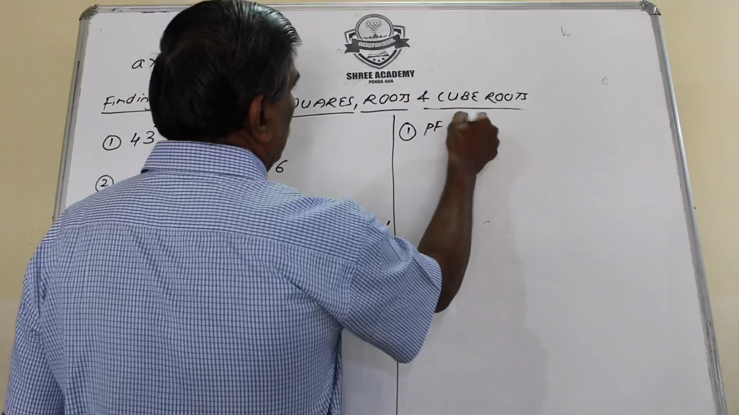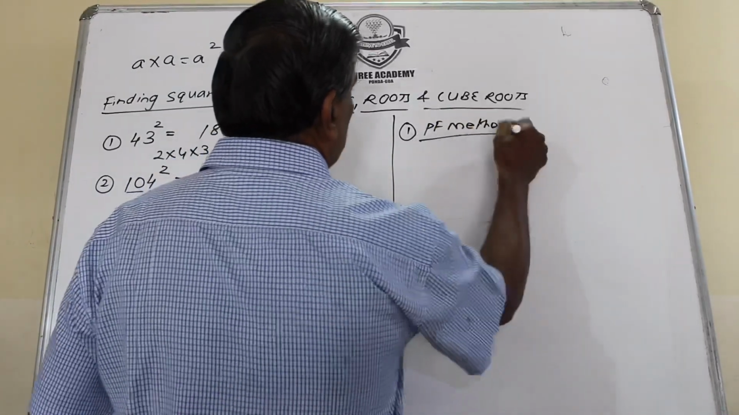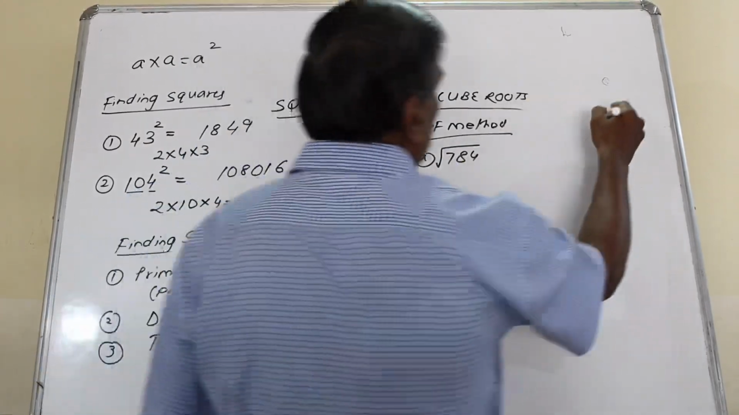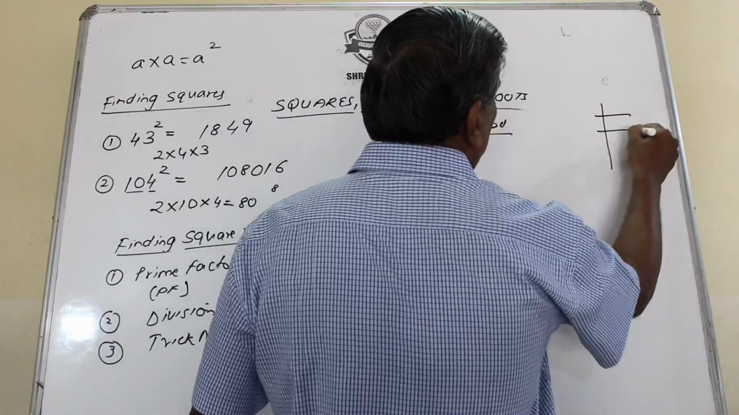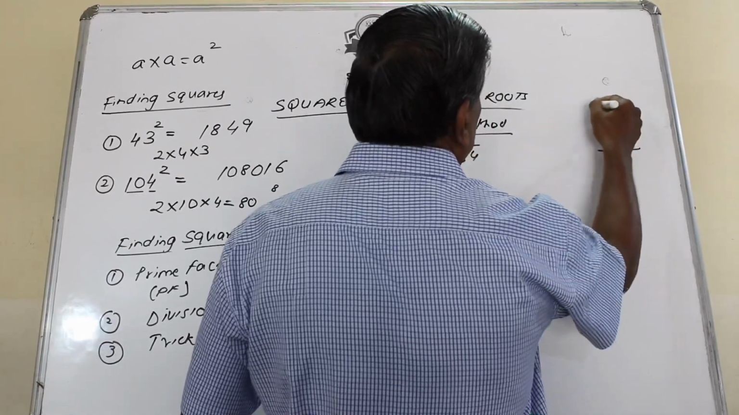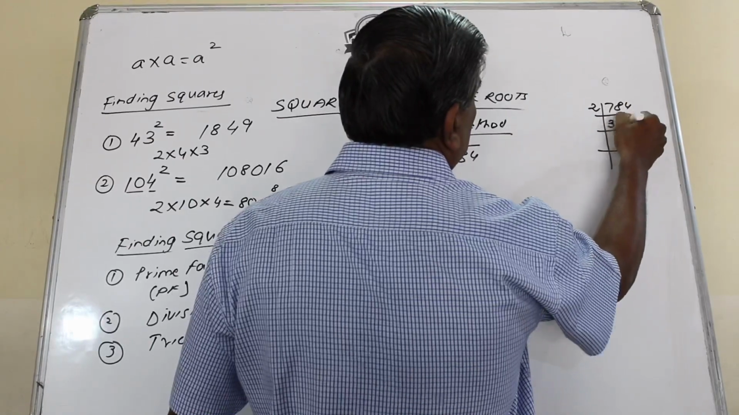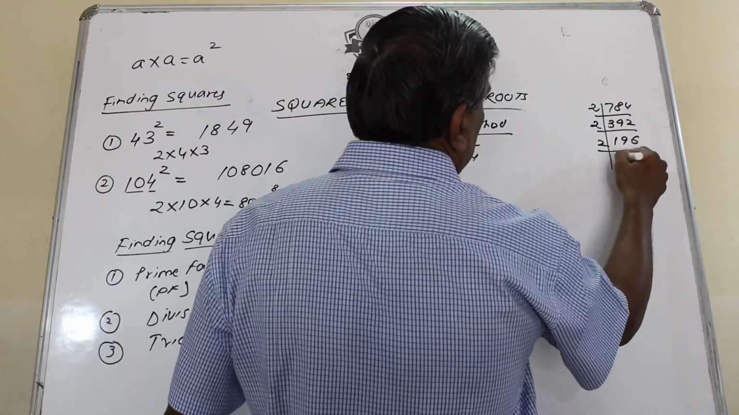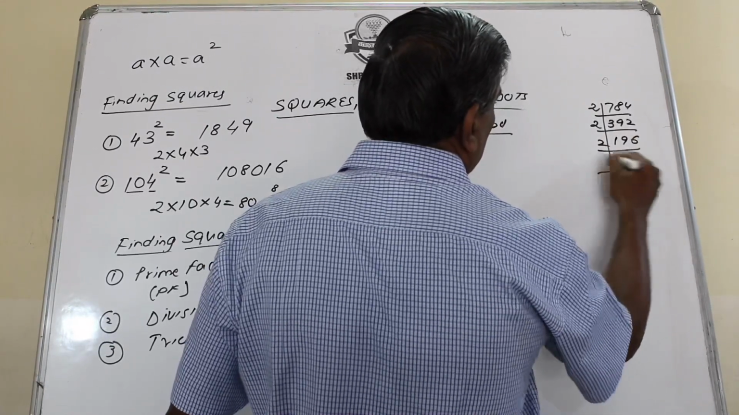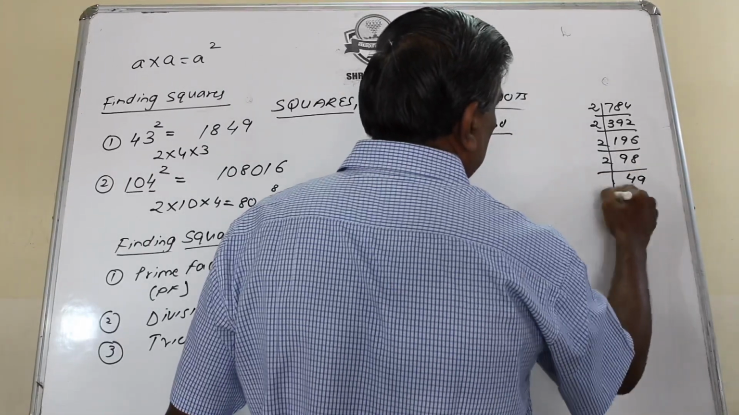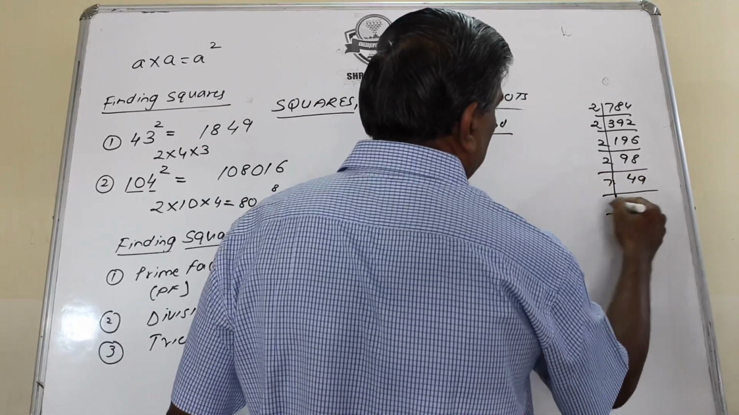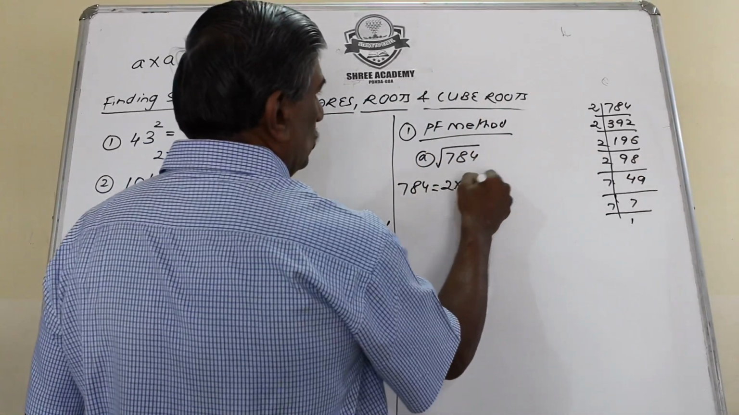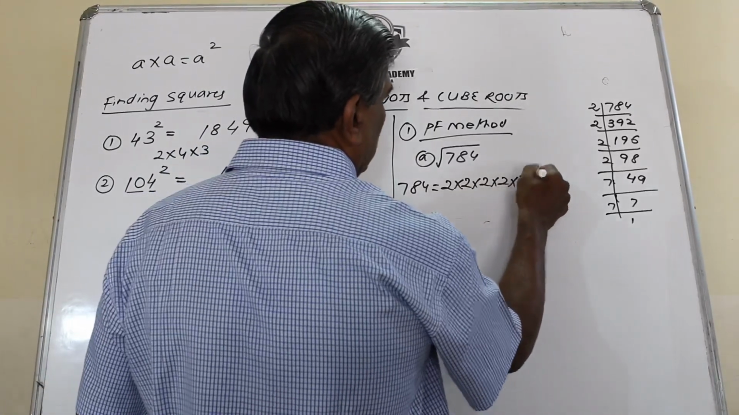This is the first method in which we will be finding square roots using prime factorization. So my first number which I am taking is square root of 784. So we will just find the prime factors of 784. 2 3s are 6, 2 9s are 18, 2 1s are 2, and so on, 2 4s are 8, 2 9s are 18, 7, 7, 7, 1. So 784 means 2 into 2 into 2 into 2 into 7 into 7.